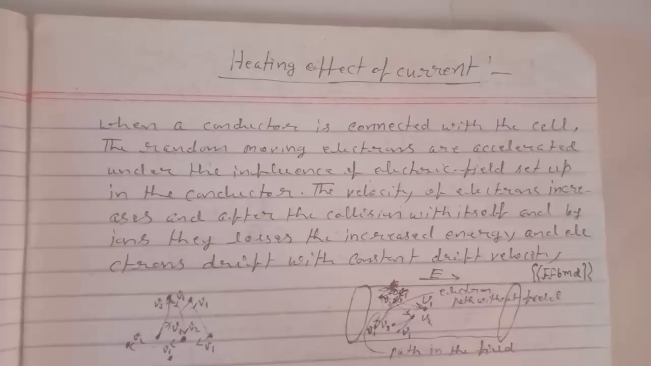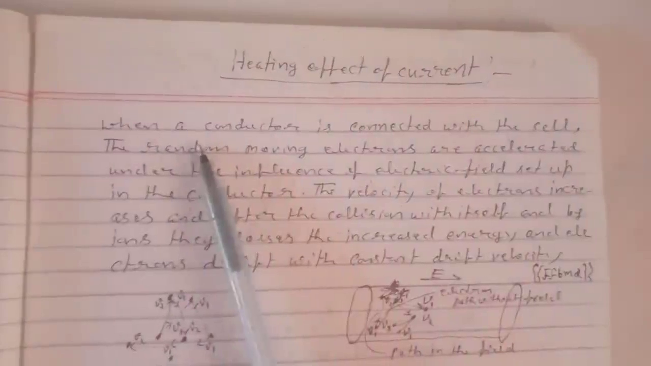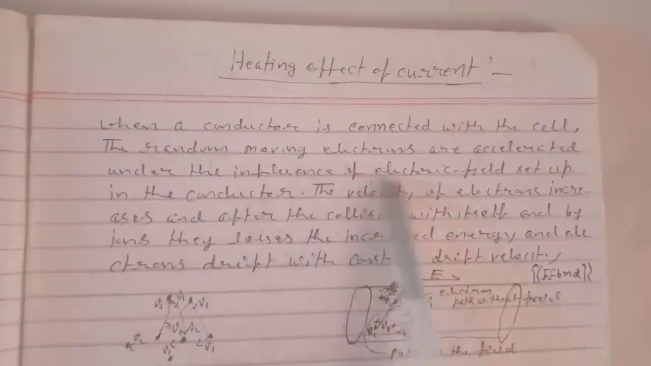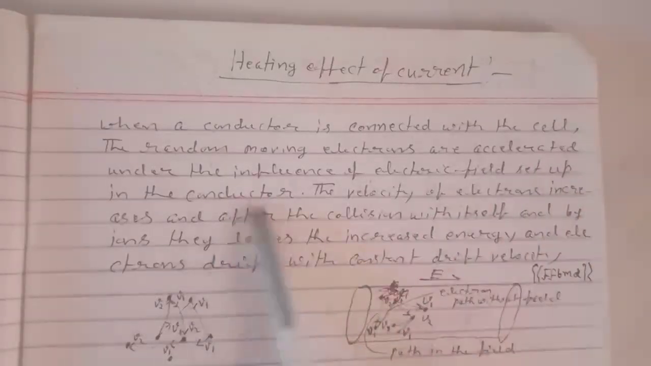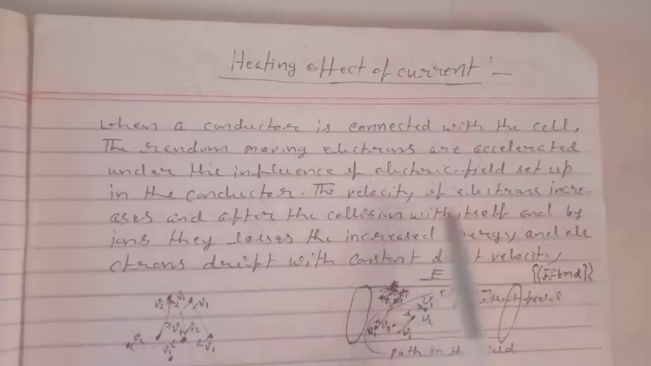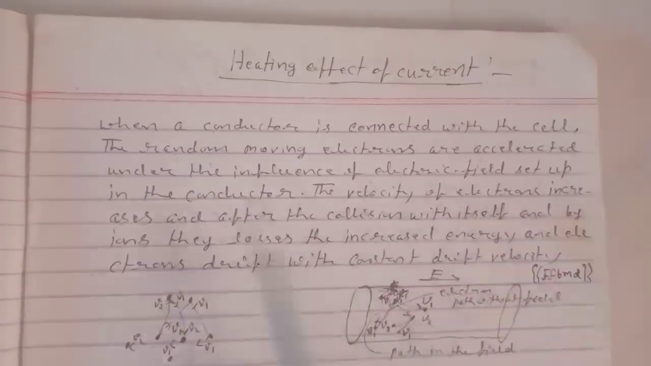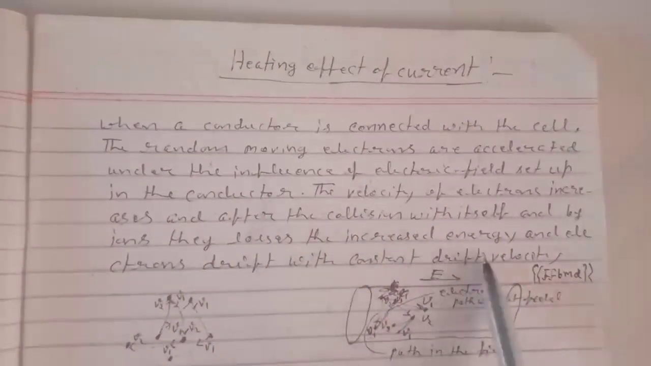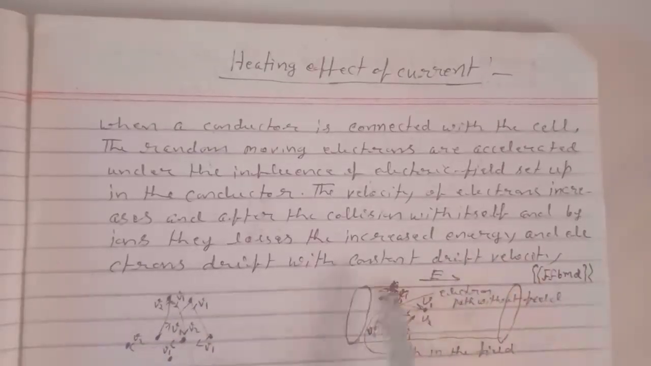Today we will learn about the heating effect of current. When a conductor is connected with the cell, the random moving electrons are accelerated under the influence of the electric field set up in the conductor. The velocity of electrons increases, and after the collision with each other and with ions, they lose the increased energy, and electrons drift with constant drift velocity.